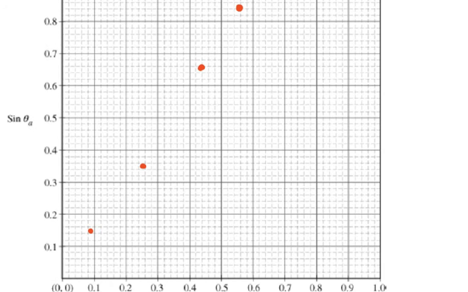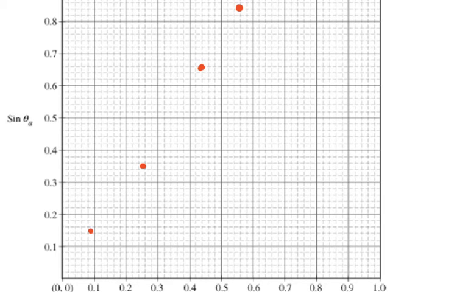So here I have the points for sine G and sine A. For 0.09 on sine theta G, I have 0.14 for sine theta A. For 0.26 on G, I have 0.36 on A. Sine theta G is 0.42 when sine theta A is 0.63. And the last one is 0.57 on sine G on the x-axis and 0.83 on the y-axis for sine A.